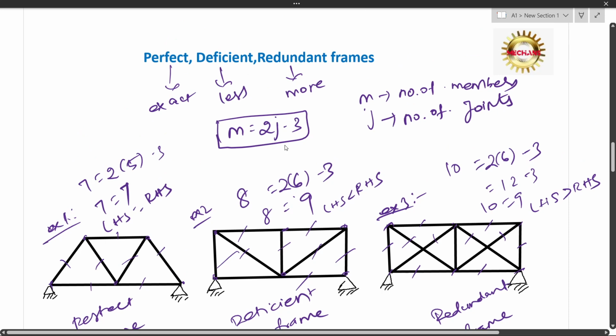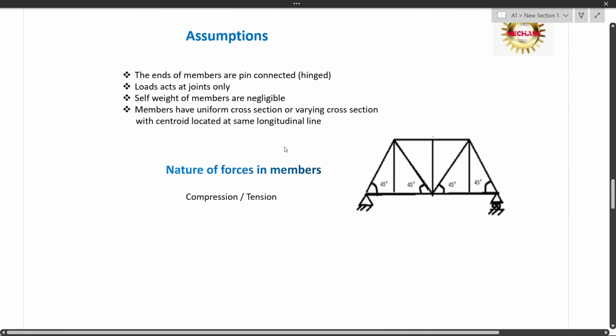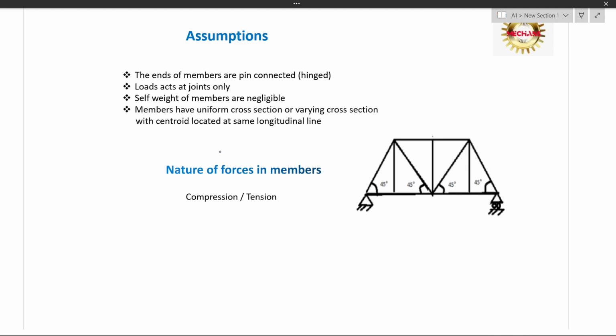So by using this formula, we can find whether the frame is perfect, deficient, or redundant. Then these are the assumptions we take while we are analyzing a frame. In practice, the members may be joined with a welded or a bolted joint, but in the calculation we take it as a hinged joint, as we mentioned in the definition itself, that two members are joined by a pin joint, and a load acts at joints only.